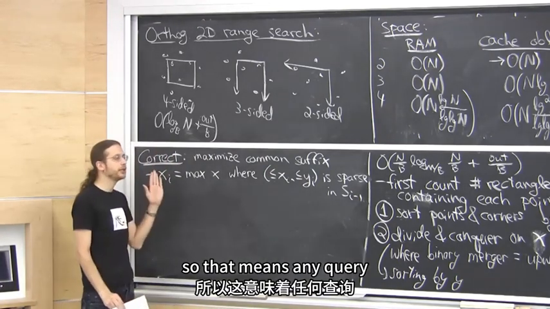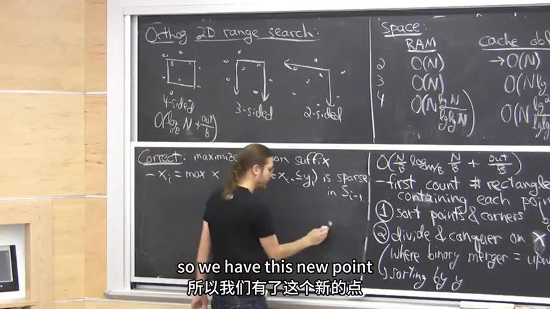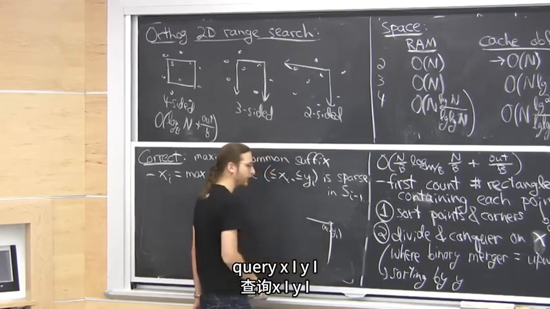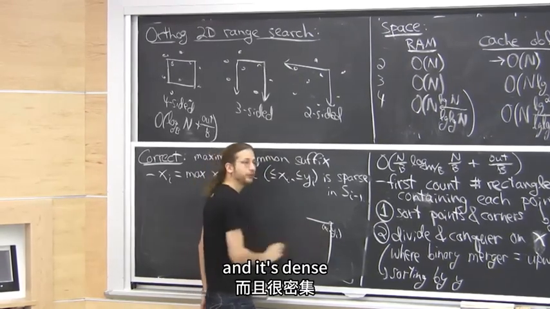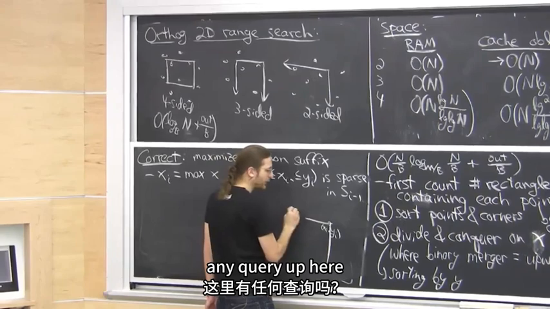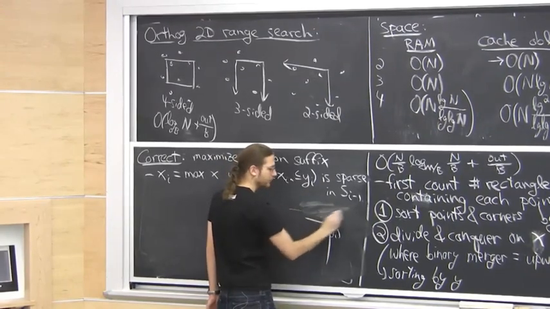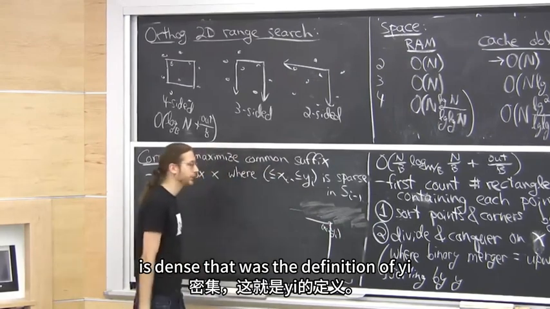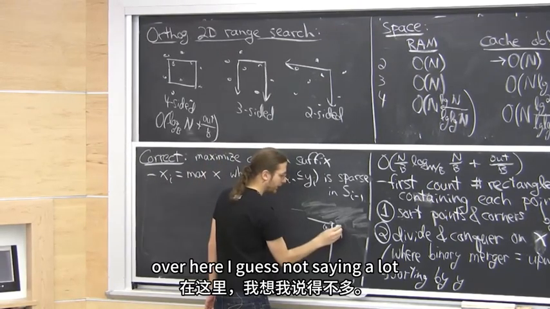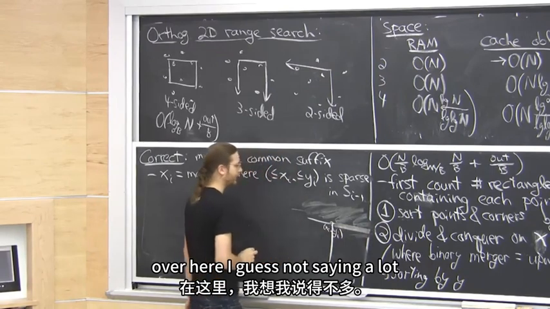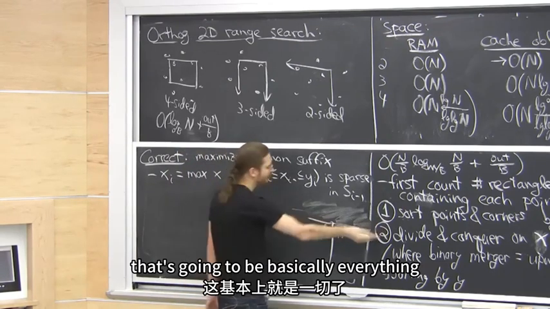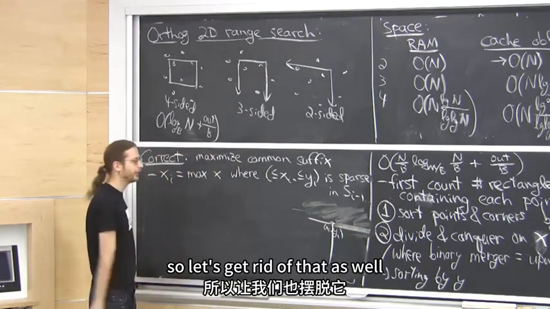So that means any query, so we have this new point. It's not an actual point in our problem, but it's a query, xi, yi. And it's dense, or sorry, it's sparse, it's bad. We know that any query up here is dense. That was the definition of yi. And now we also know that any query over here, I guess, not saying a lot, but these queries are also dense. Because again, if you're far enough to the right, that's going to be basically everything. So let's get rid of that as well.